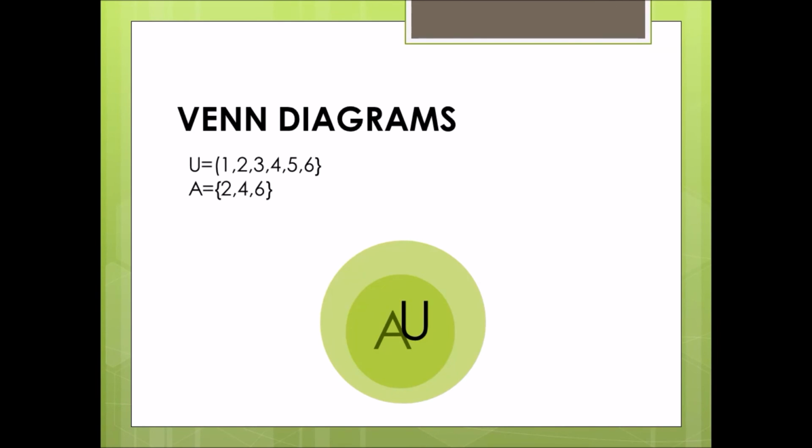So the bigger outer circle denotes the universal set, and the smaller circle denotes the set A, and it is smaller and present within U because, as can be seen from the diagram and from looking at the sets also, A is a subset of U. So that's why it's presented that way.